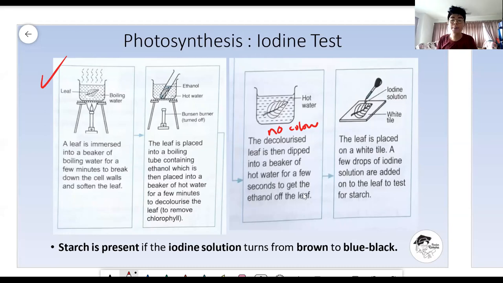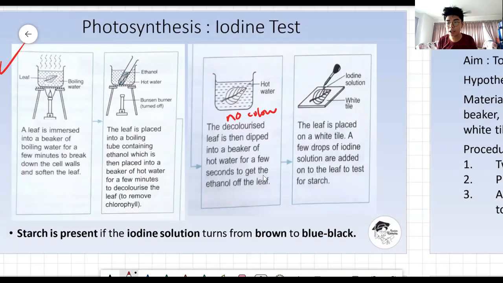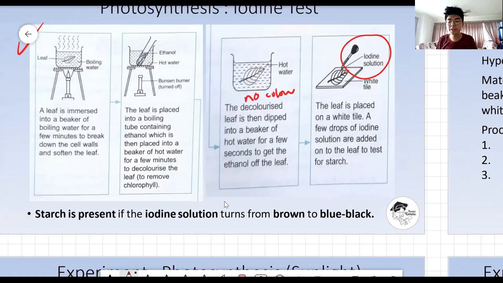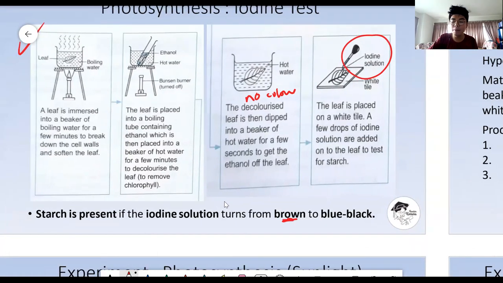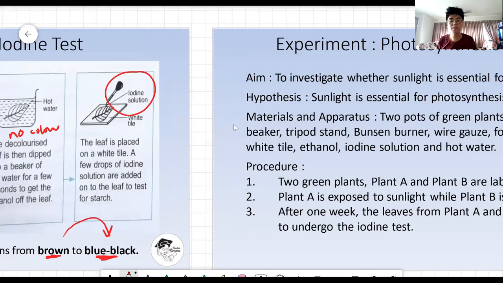So, you must know the function of the iodine solution. The iodine solution will turn from its original brown color to blue-black or dark blue color when starch is present. When there is starch, you test with iodine, and it is going to turn dark blue, or blue-black, from the brown color. Okay, so this is the iodine test.